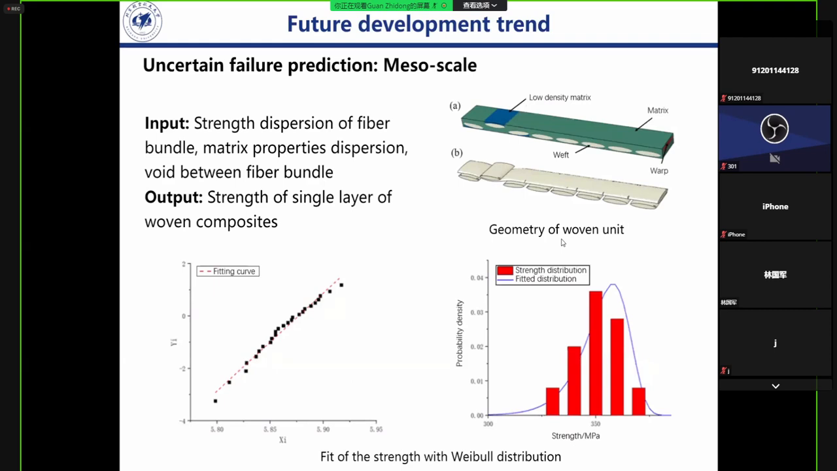At mesoscale, the effects of fiber bundle property dispersion, matrix property dispersion, and voids between the fiber bundles are considered. Based on the woven form, a unit cell model is established for the mechanism analysis. The failure strength of the single layer can be obtained by considering the failure of the fiber bundle and the matrix between the fiber bundles under the specific load. The strength distribution of the woven composite single layer is obtained through a large number of simulations, and the Weibull distribution was chosen to fit the strength distribution.